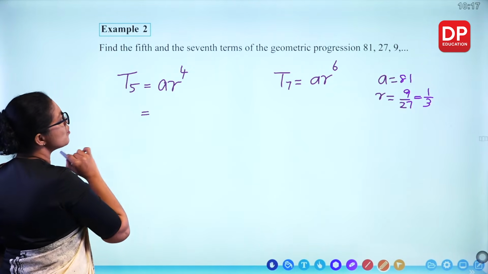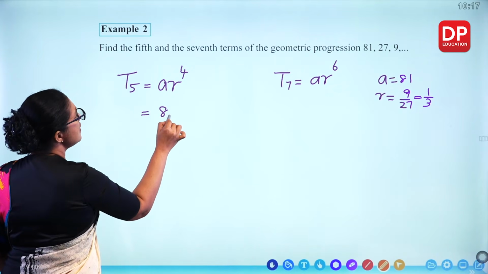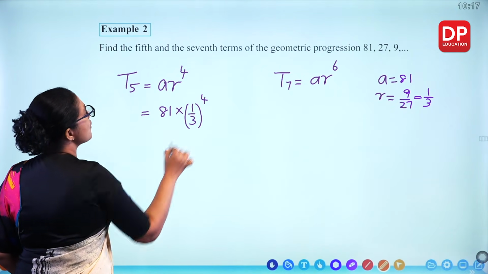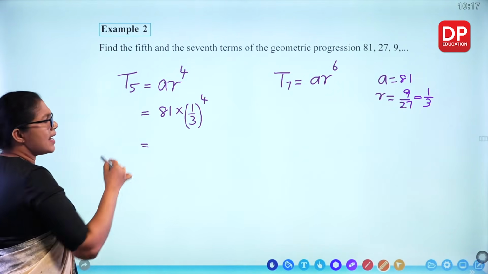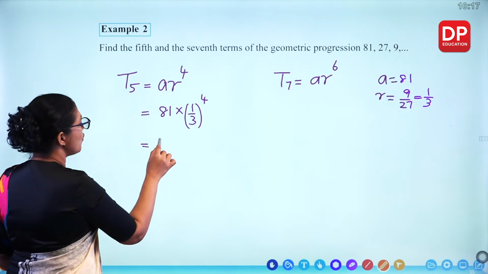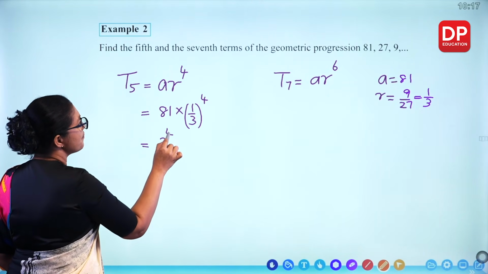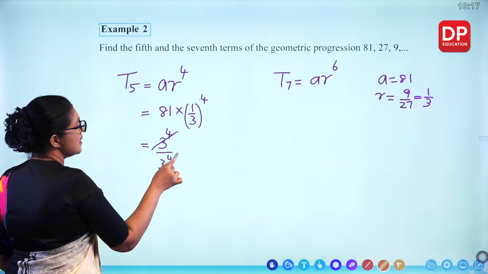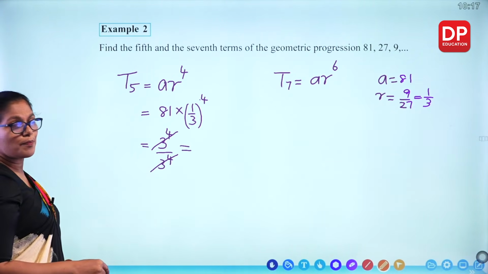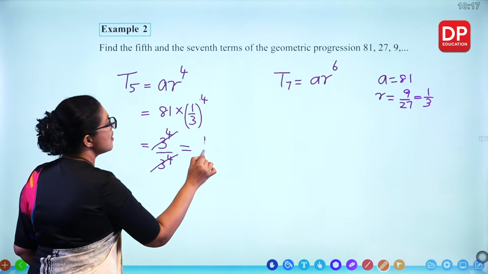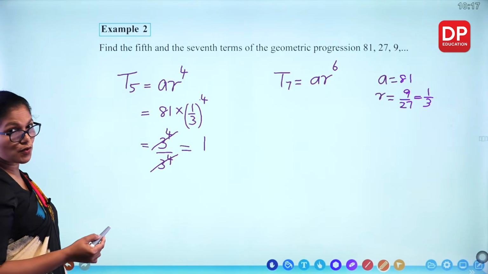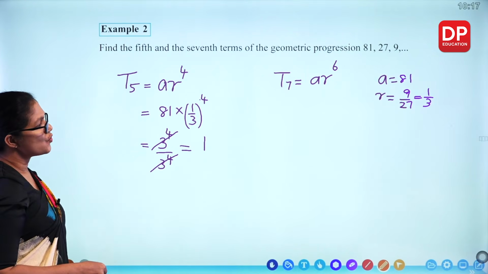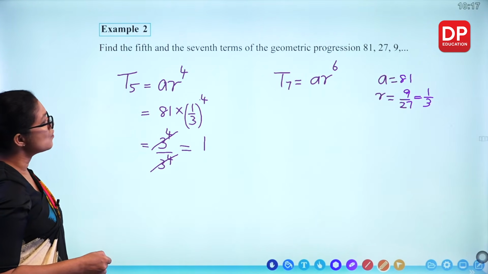Now apply to the formula. A is 81. 1/3 to the power 4. 81 we know 3 to the power 4. 3 times 3 times 3 times 3. And here you get 3 to the power 4 in the denominator as well. Same base, different powers. You subtract the powers, you get 1. 4 minus 4, 0. 3 to the power 0 is 1, or you can cancel out these two. So fifth term is 1.